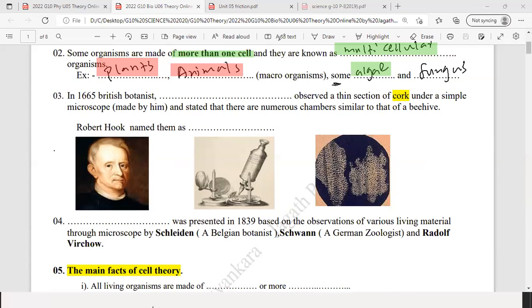Examples you have to remember. I have given the list of unicellular examples: amoeba, paramecium, euglena. Those examples you have to remember. Multicellular also you should know. If they ask, they can make an MCQ from this. That's why.